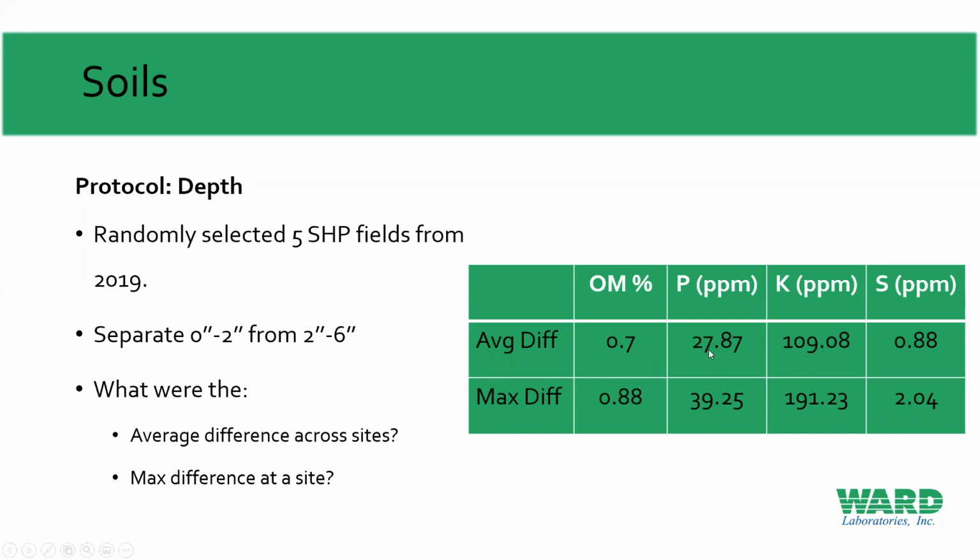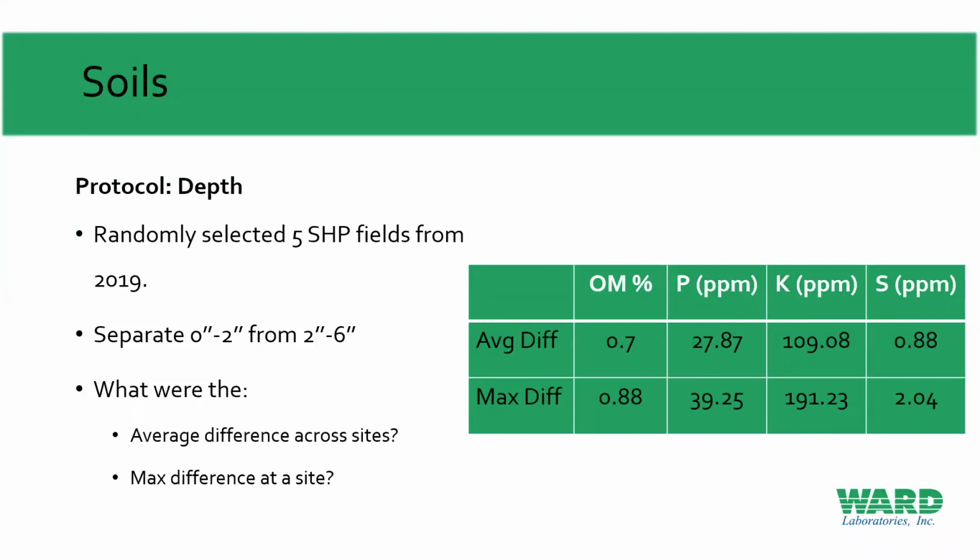Moving to phosphorus, it's a little bit more extreme. The average difference was about 28 parts per million. So now you can start seeing that controlling and having uniform depth can be really critical into making sure you get the quality information that you need. And there, of course, had a maximum difference of 40 parts per million.